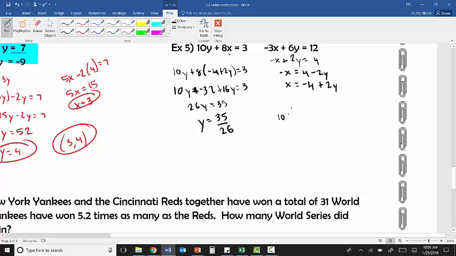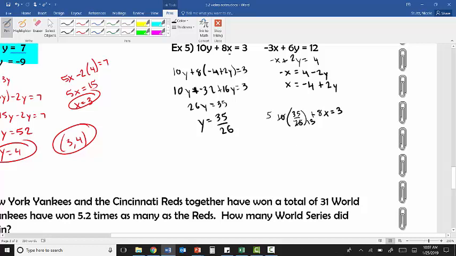So instead of 10y, we're going to have 10 times 35 over 26. And then we're going to add 8x. Set that equal to 3. And I don't really pick up a calculator to do 10 times 35 over 26. What I actually like to do is cross reduce, change 10 into 5 and 26 into 13. And then I'm going to do 35 times 5.